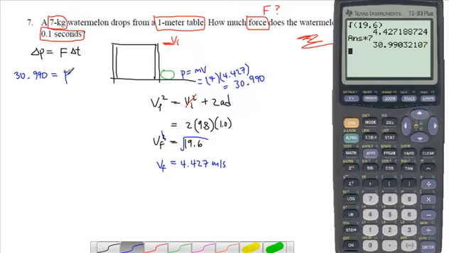How much force? We don't know that. We know the time. So all you have to do is divide by 0.1, and that's your force: 309.903 newtons.